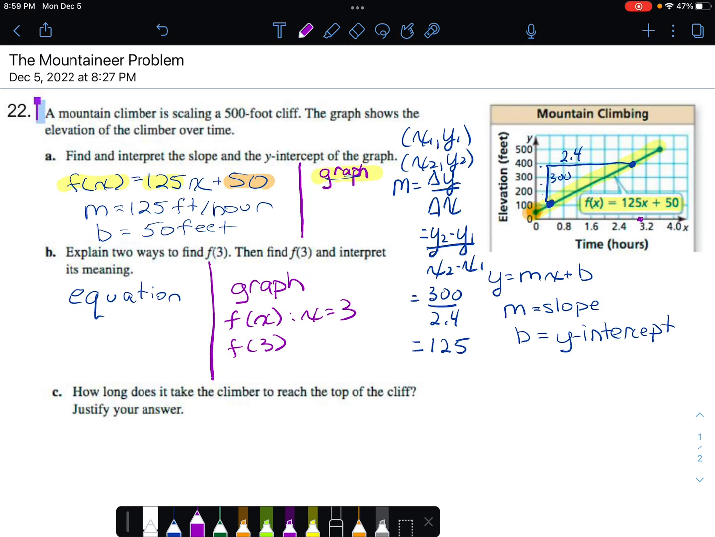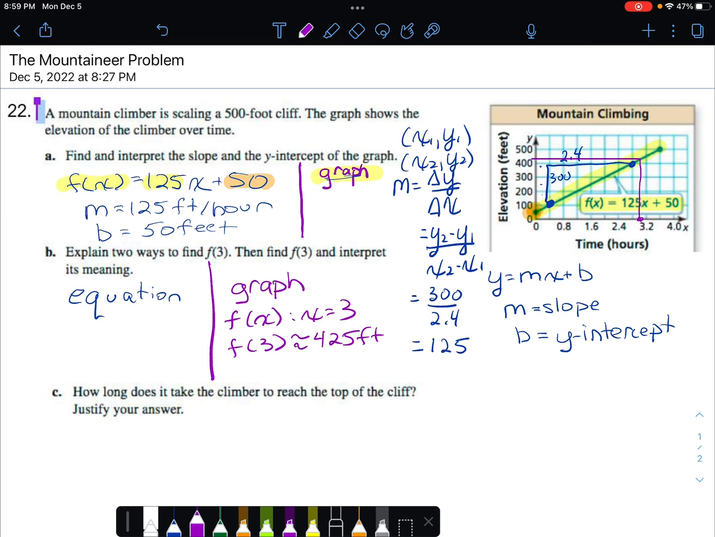If I was going to look at that in the graph, you can see it gets me to about, it's a little tricky, right? Because it's not exactly falling on a line. But if I had to guess, I would say it's about 425 feet. So what that means is in 3 hours, the climbers made it to 425 feet.